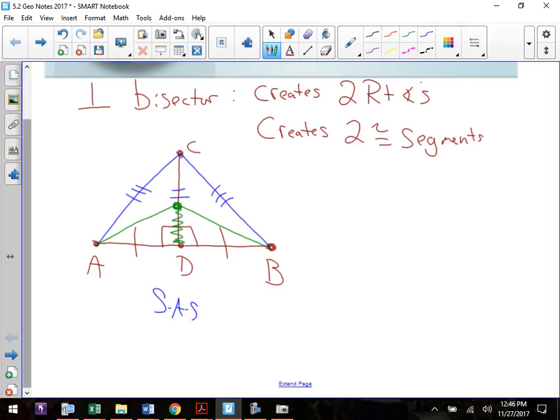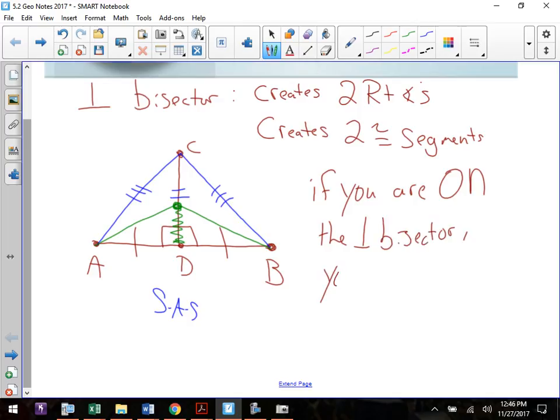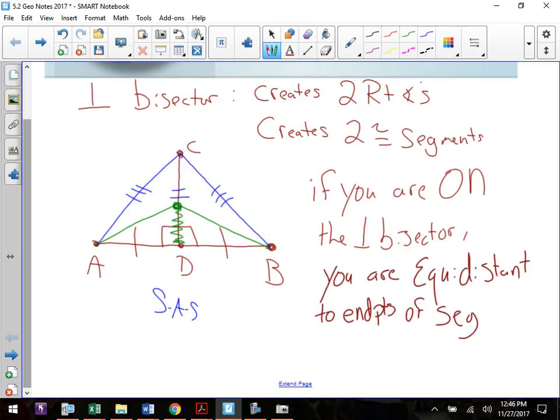So in this case, if you are on the perpendicular bisector, you are equidistant to the endpoints of the segment. Okay?